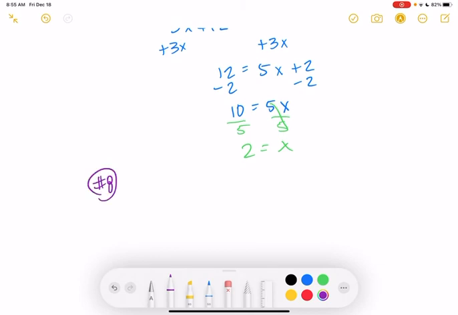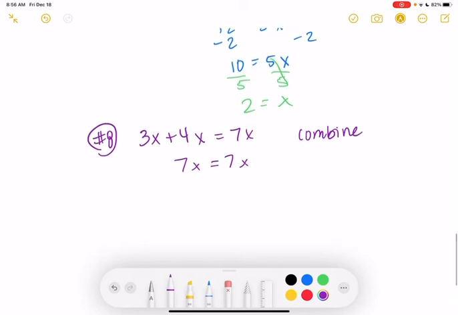I have 3x plus 4x equals 7x. First thing I would do is combine like terms. So I have 7x equals 7x. Well, what do I do there? That just looks really weird, right? I mean, I guess you could try to divide by 7 or something, and then you get x equals x.